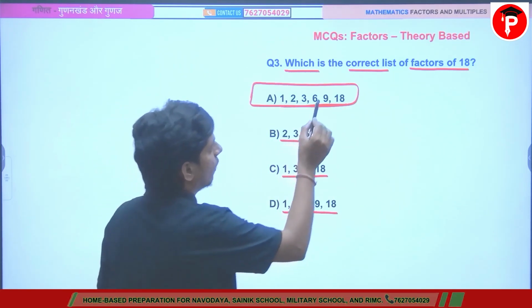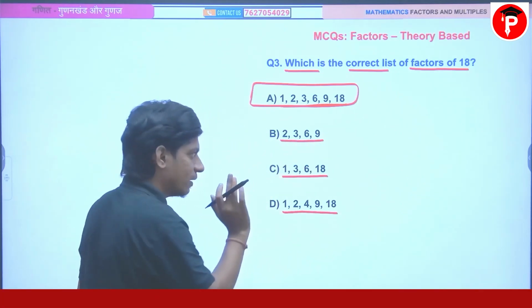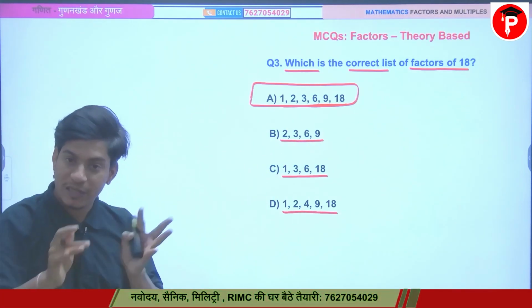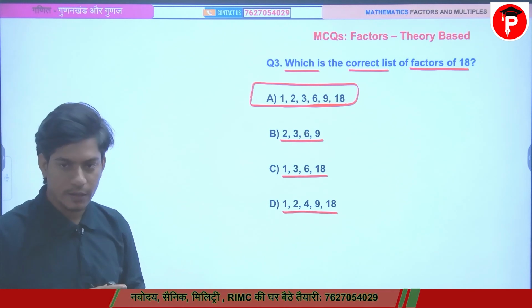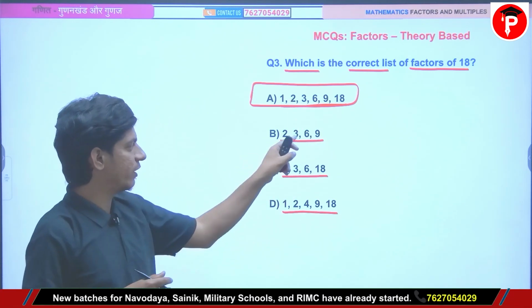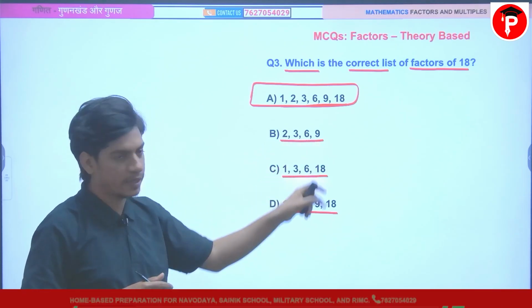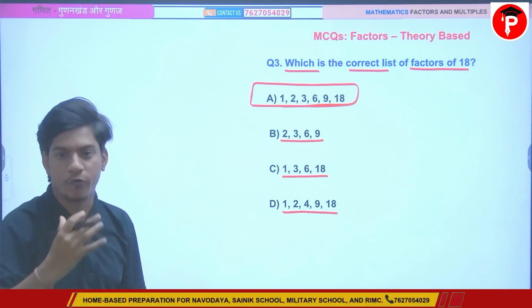Okay. Correct list of factors of 18. Here 2, 3, 6, 9 are factors, but some factors are missing. So we don't have to skip any factor. Sorry, these are factors of 18. 2, 3, 6, 9 are factors of 18, but we want all factors.